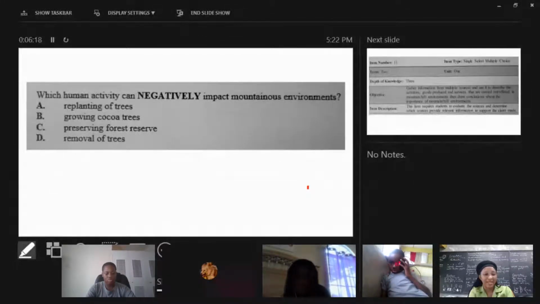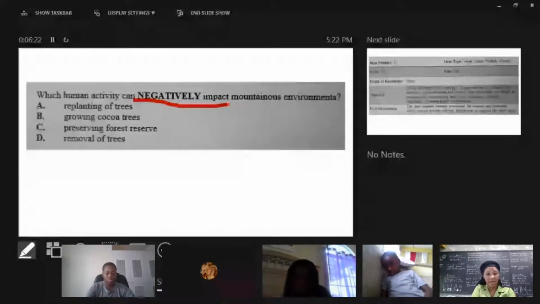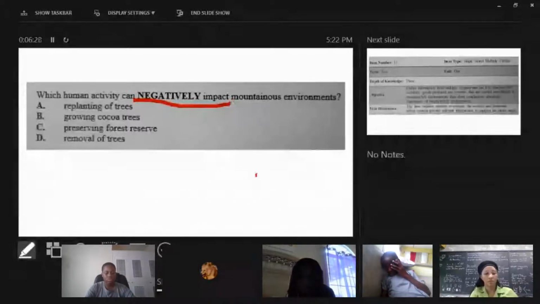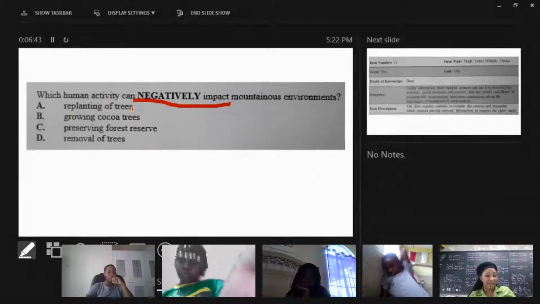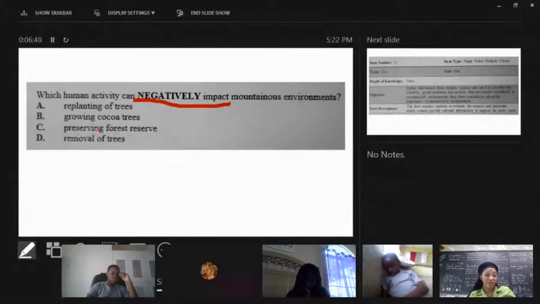All right. And why would that have a negative impact? Miss, it can cause soil erosion and landslides. That is correct. And also less rainfall too. So definitely we know that replanting trees would have a positive effect. Growing cocoa trees would have a positive effect. Preserving the forest, that's a positive. All of these are positive. Removing deforestation has a negative effect on the environment.